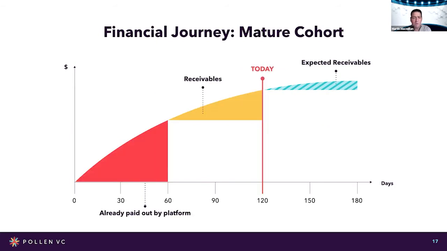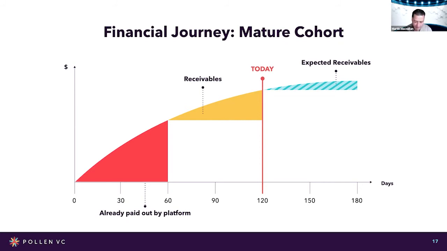And then you look at a mature cohort, something that's, in this case, 120 days in. You look at the first 60 days, the red triangle: you've already seen the cash for it. It's been sitting in the platform's bank account for 60 days, then they've paid it out to you. So that money's gone; you've taken it and banked it. You have a smaller proportion of receivables, and at this point a pretty small proportion of expected receivable. This is the difference between 120 days and 180 days. You're way further through, so there's a greater degree of certainty. Basically, the way to think about this is that every cohort you have is at a different stage in its maturity and its life cycle.